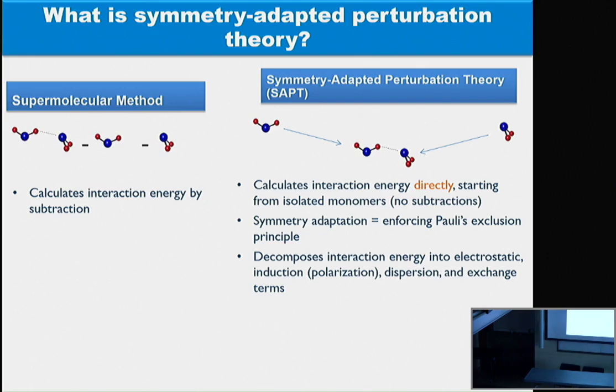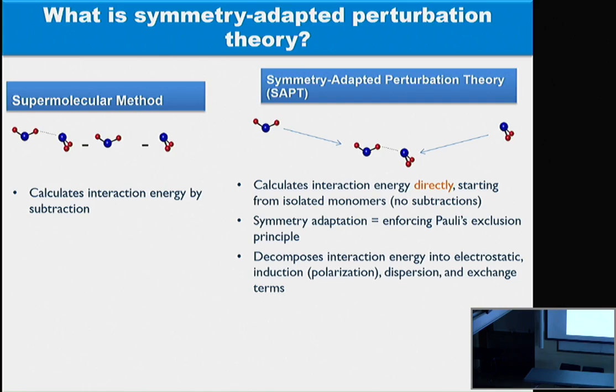Then what is this word symmetry adaptation? Symmetry adaptation means that we project the wave functions, the product of wave functions of the monomers, onto the proper antisymmetry of the whole system.